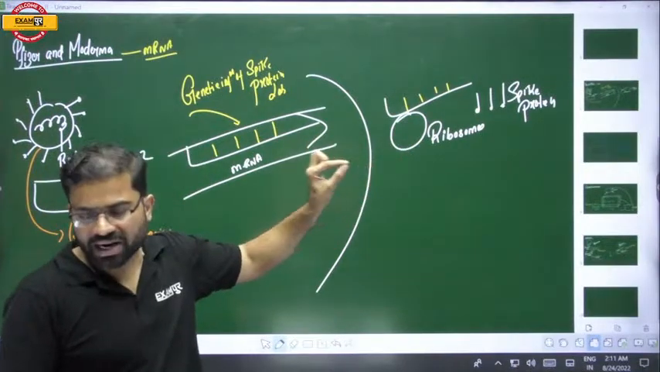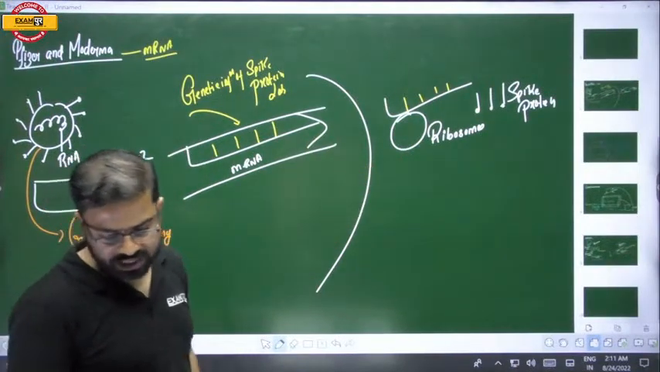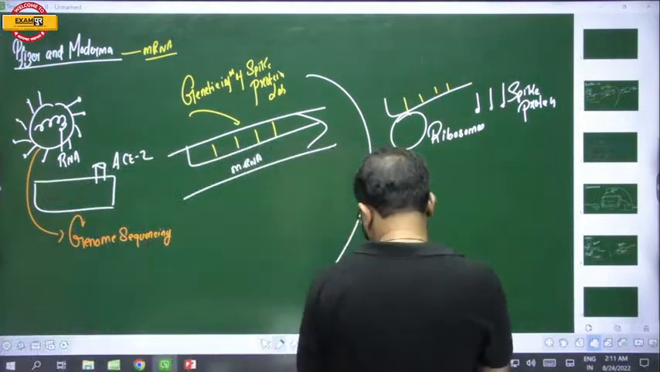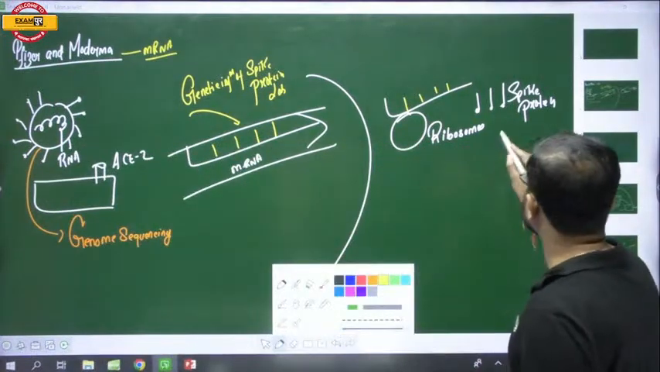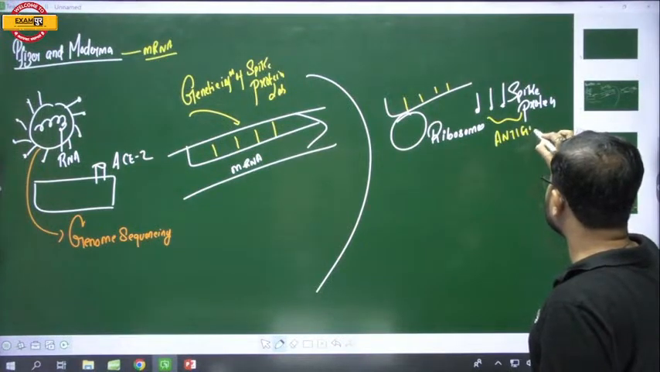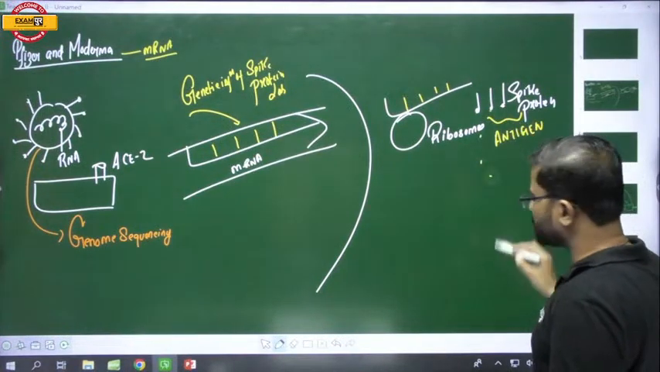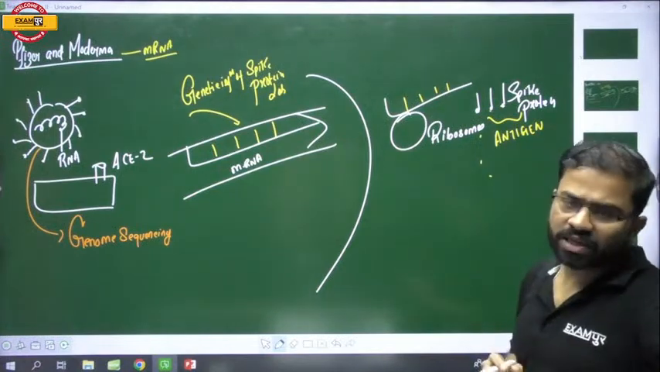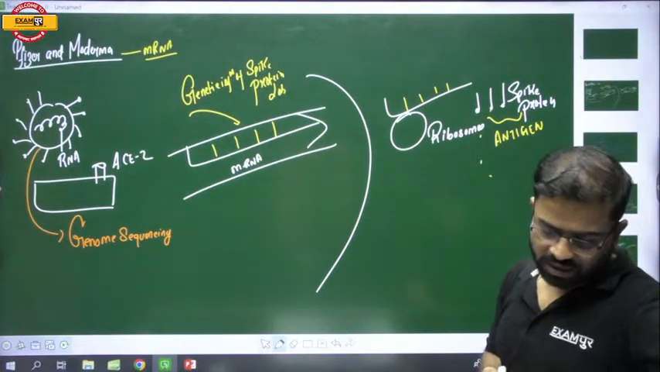Now it is your antigen. It appears to be a foreign particle for the body. This is a foreign particle for our body. Now it appears to be an antigen for our body. Antigen for body. And because of this, now our immune system will activate.